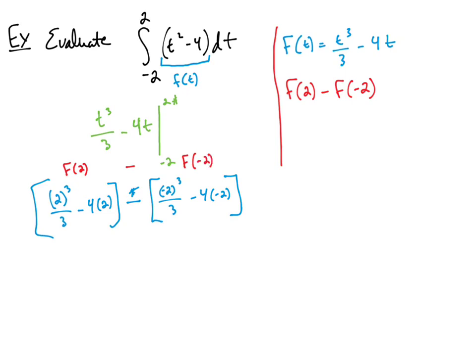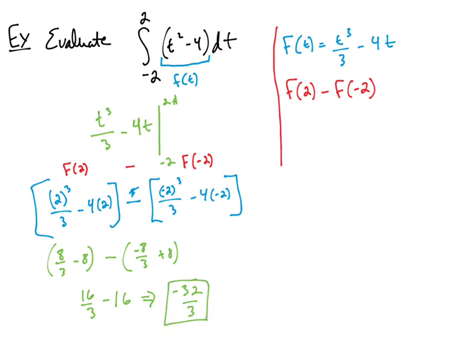Okay, so from here it's just simple arithmetic. We end up with 8/3 minus 8 minus negative 2 cubed, which is negative 8/3 plus 8. So I'm going to have 8/3 minus negative 8/3. So 8/3 plus 8/3 is 16/3. Negative 8 minus positive 8, so minus 16 here. And if we get a common denominator and combine those, we're going to get negative 32 over 3.